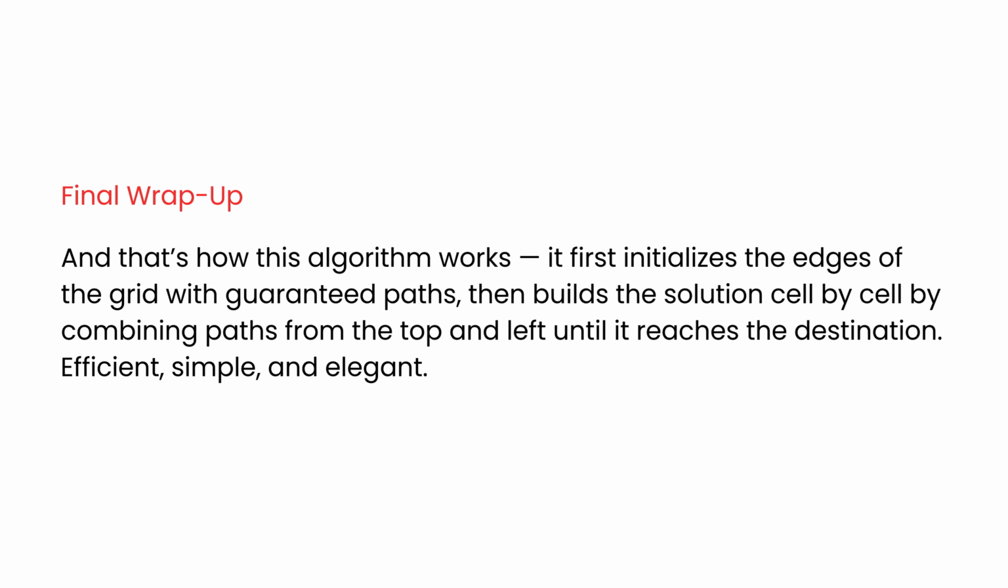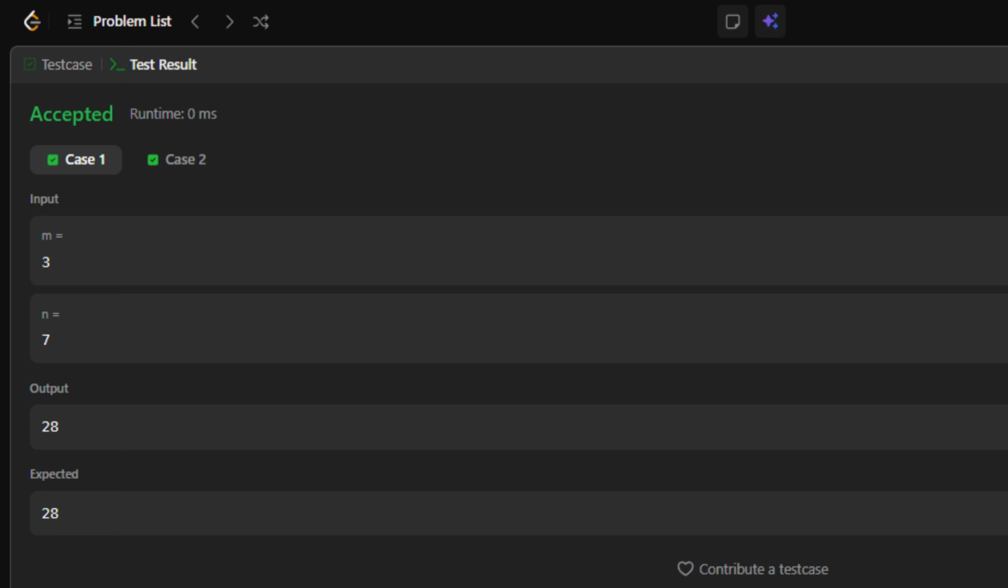Final wrap-up. And that's how this algorithm works. It first initializes the edges of the grid with guaranteed paths, then builds the solution cell by cell, combining paths from the top and left until it reaches the destination. Efficient, simple, and elegant. Test case check: Unique Paths using dynamic programming. Let's test our function using this input.